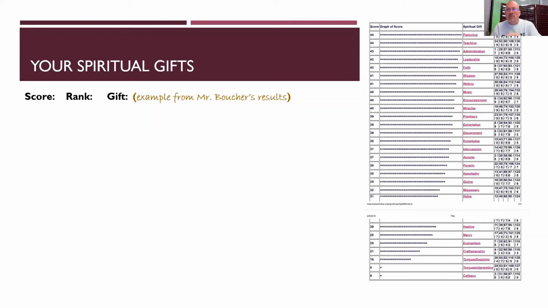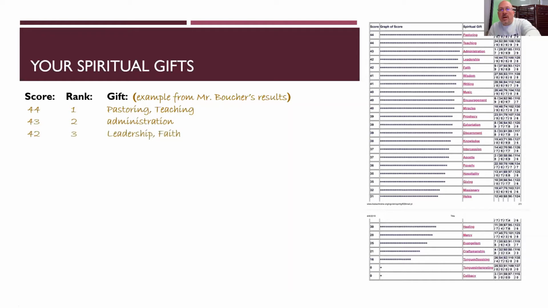So for instance, you'll notice at the top of the page that the number one score of mine is 44. There are two gifts that have that ranking of number one, pastoring and teaching. Then you'll notice there's only one 43. Only one of my gifts has 43 as a score, so that's my number two, which would be administration.